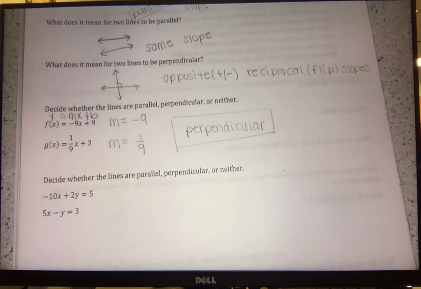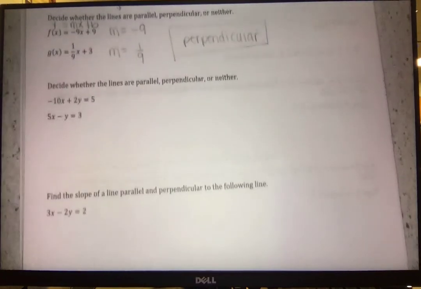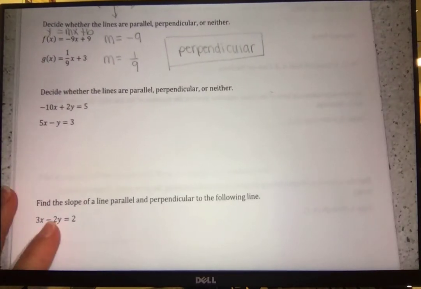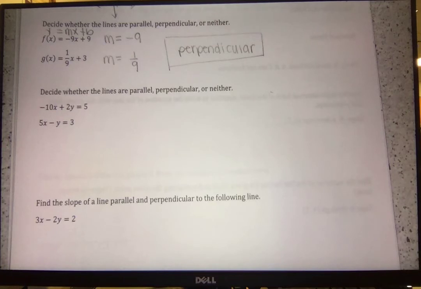So looking at negative 10x plus 2y equals 5, I want to try to get y by itself, meaning I want to move this negative 10x term to the other side. How do I do that? Add 10x to both sides. So that'll leave us with 2y equals positive 10x plus 5.